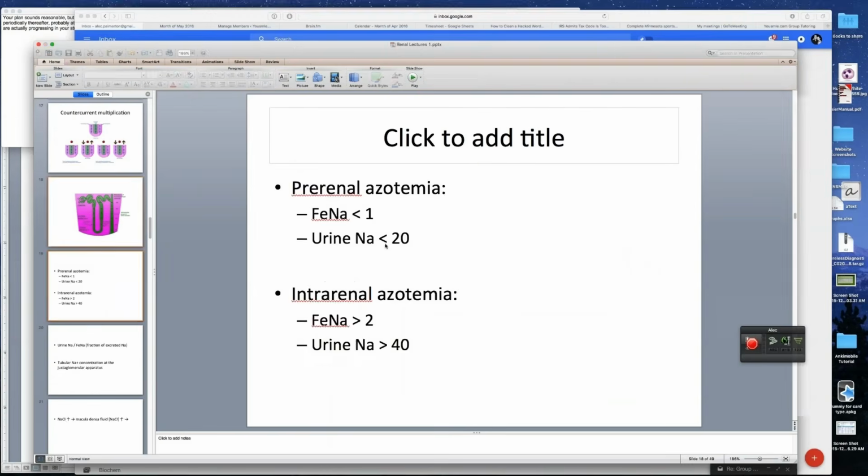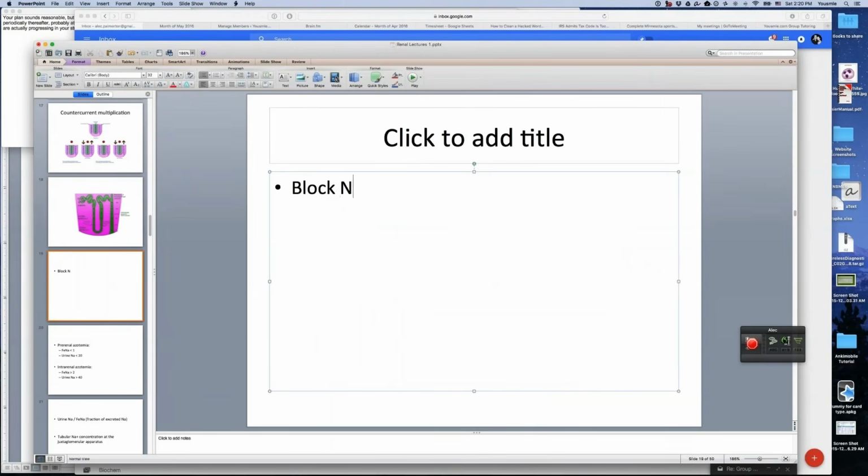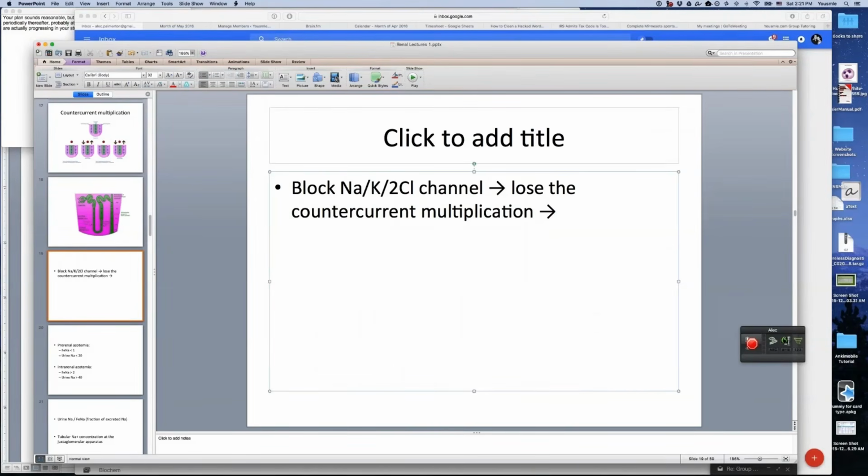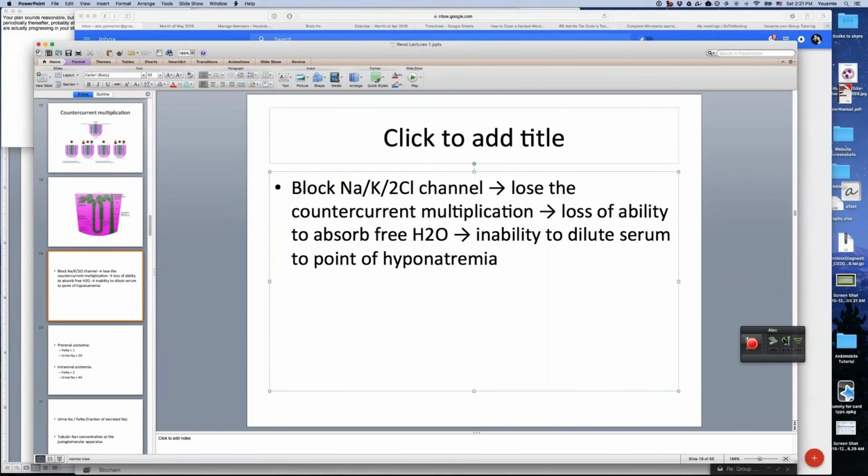So the reasoning goes something like this: I block the sodium-potassium-2-chloride channel, which causes me to lose the countercurrent multiplication, which leads to loss of ability to absorb free water, right? So if I can't absorb free water, then I can't dilute my serum to the point where I'm hypernatremic. Does that make sense? I can't make my serum have a lesser osmolarity because I can't reabsorb free water. Does that make sense? Yes.